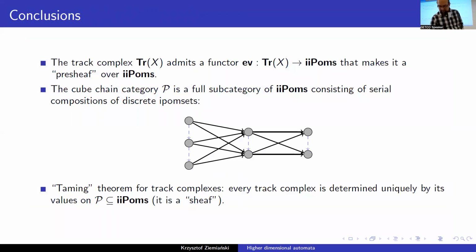So it's time for conclusion. On one hand, we have defined the track complex, and the cube chain category, which appeared before, lives in the track objects, yes, as a full subcategory. So you can restrict your track complex to this cube chain complex. And the Tame theorem means that by making this restriction, you don't change anything. So there is a Tame theorem at this level. You can restrict from the category of interval ipomsets to some even smaller category.